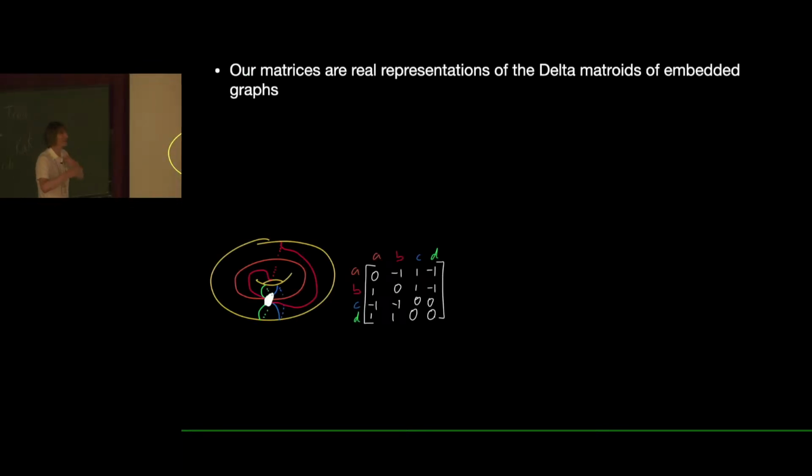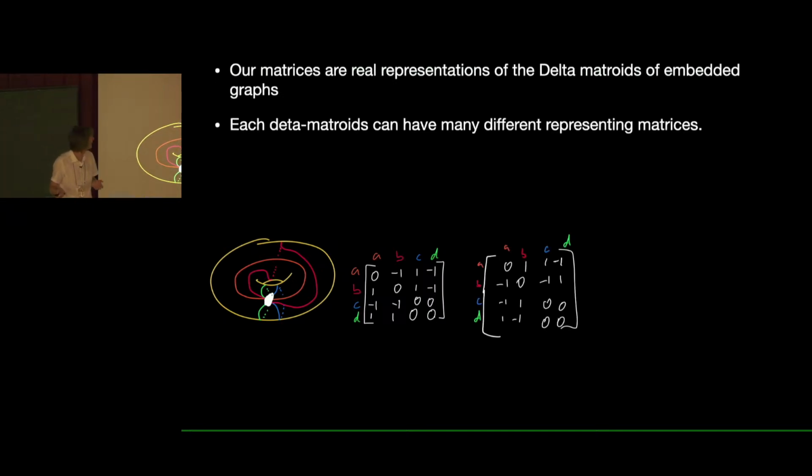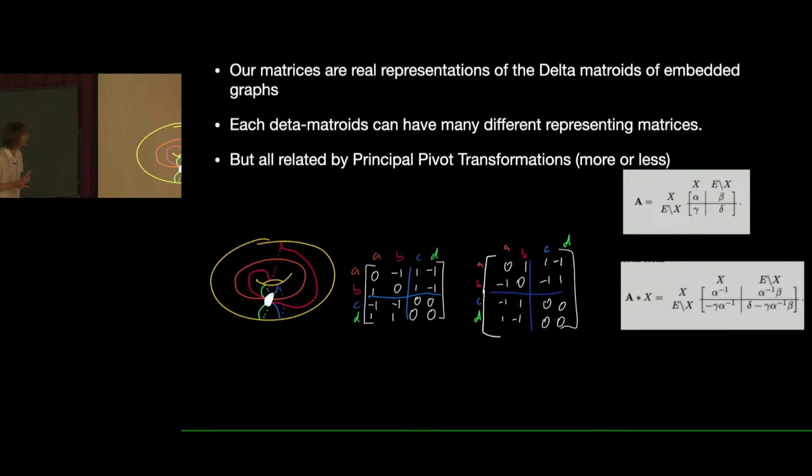Yeah, and to answer these questions, you have to dive into the world of delta matroids and pull out Carolyn's discussion. In this matrix, B is really a real representation of the delta matroid of an embedded graph that Carolyn was talking about this morning. However, each delta matroid has many different representing matrices. But these are all related more or less by a principal pivot transformation operation, which just rearranges chunks of a matrix. There's a definition over there. Don't try and absorb it.